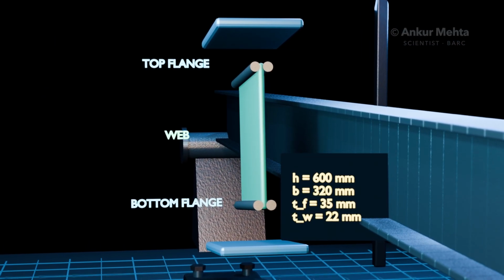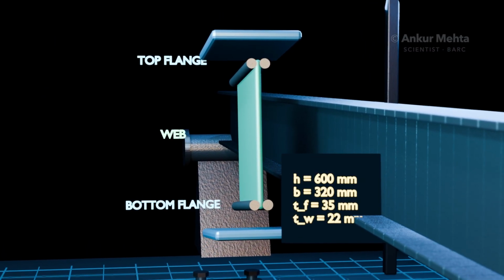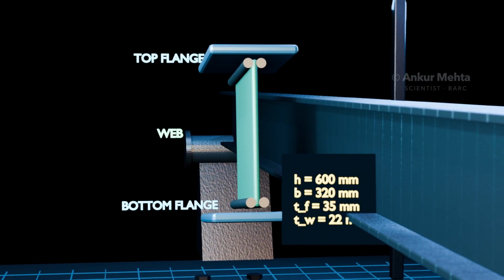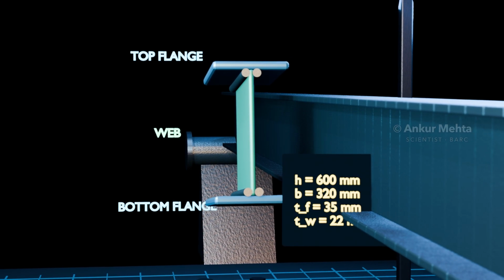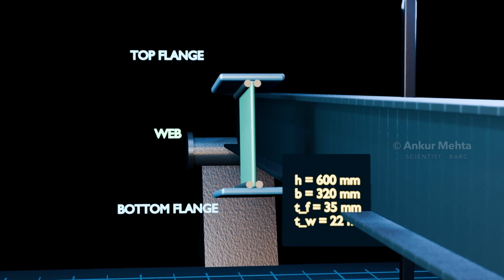Before applying load, notice the section geometry. The two wide flanges are efficient in bending, while the slender web connects them and carries most of the vertical shear. Curved fillets soften the flange to web junction and reduce local stress concentration.